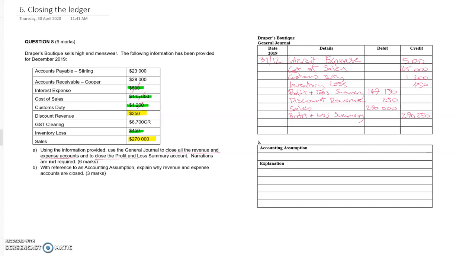But what we also need to do is close the profit and loss summary account. So this is where we transfer our profit and loss that we've made. So if we have a look at our total revenues, they are greater than our expenses, so we would have made a profit. There is a credit sitting in our profit and loss summary, so to close that we will need to do another debit, so profit and loss summary.